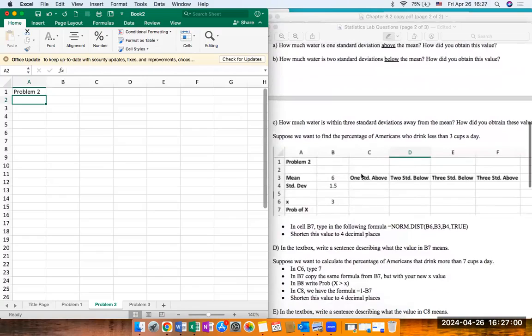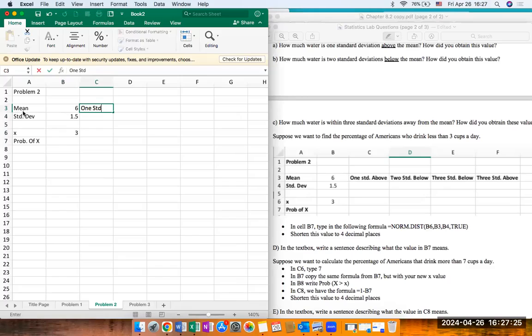So we have this problem that we have here. So let's fill out your template. We have your mean, standard deviation, we have your x, probability of x. So we have 6, 1.5, 3, 1 standard deviation above, 2 standard deviations below, 3 standard deviations below, and 3 standard deviations above.